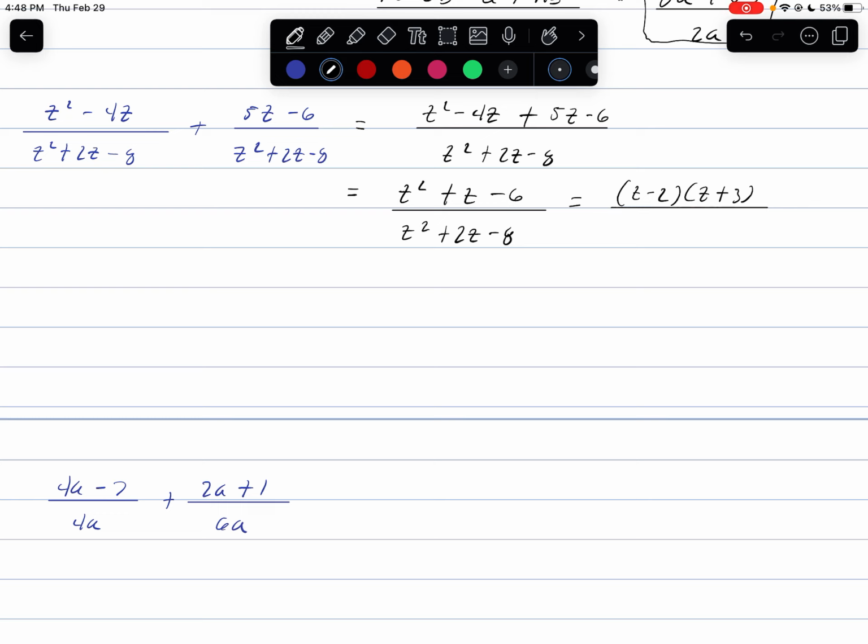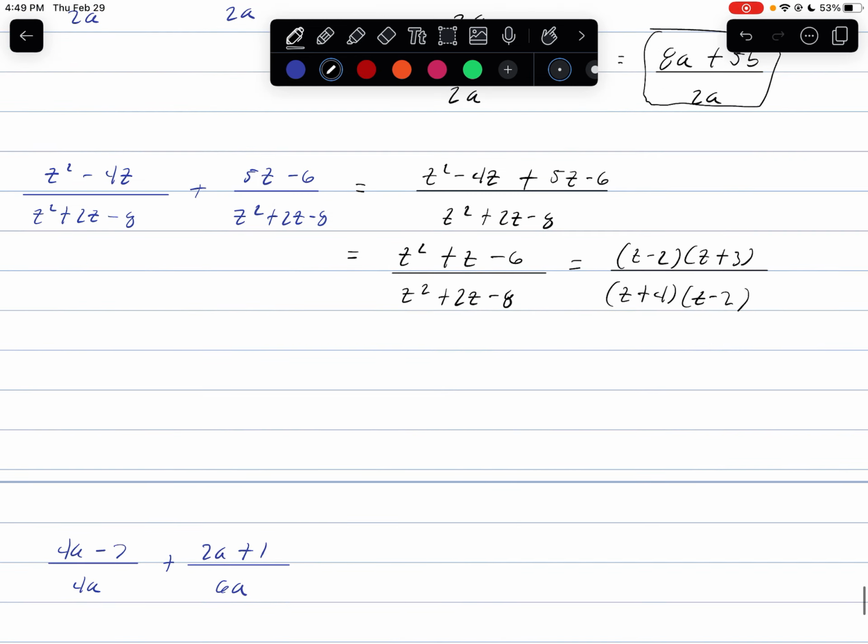Let's look at the denominator now. We need to find two numbers that multiply together to give us negative 8 and add together to give us 2. So let's see here. I'm thinking 4 and negative 2. 4 times negative 2 gives us negative 8, and 4 plus negative 2 gives us positive 2. So we have (z plus 4) times (z minus 2).